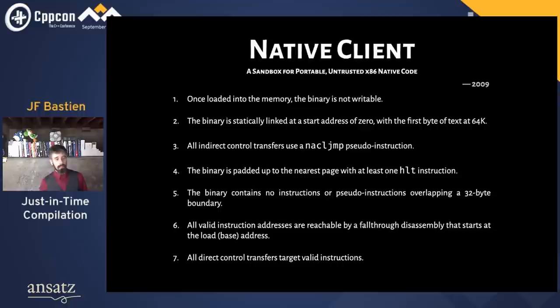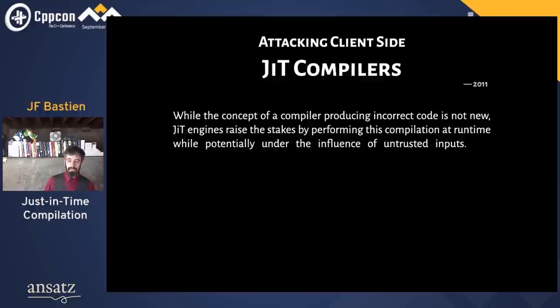As soon as JITs started happening in browsers, people started trying to break them, and they still do, right? So here's a paper that does that really well. It's called Attacking Client-Side JIT Compilers, 2011, a few years after JITs started existing in browsers. It says, while the concept of a compiler producing incorrect code is not new, JIT engines raise the stakes by performing this compilation at runtime, potentially under the influence of untrusted inputs, right? Like you just download JavaScript from the internet, execute it. No idea what it is.